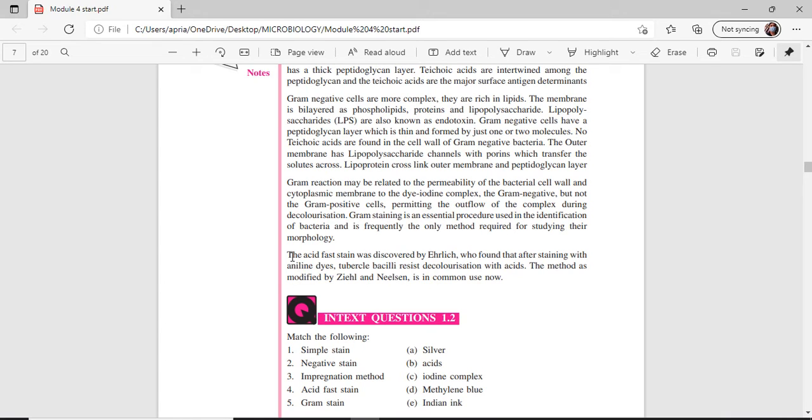Okay, the acid fast stain was discovered by Ehrlich, who found that after staining with aniline dyes, your tubercle bacilli resist decolorization with acid. The method as modified by Ziehl and Neelsen is now commonly used.